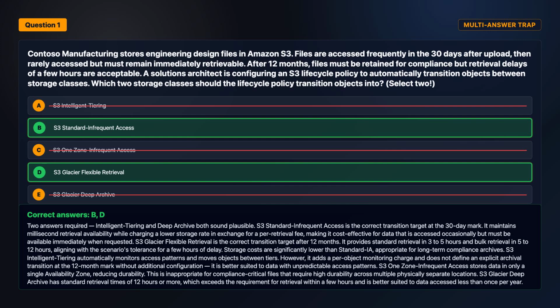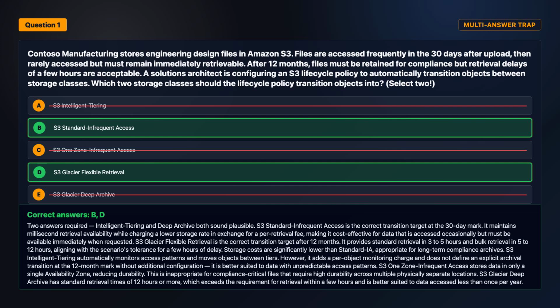S3 Glacier Flexible Retrieval is the correct transition target after 12 months. It provides standard retrieval in 3 to 5 hours and bulk retrieval in 5 to 12 hours, aligning with the scenario's tolerance for a few hours of delay. Storage costs are significantly lower than Standard-IA, appropriate for long-term compliance archives.